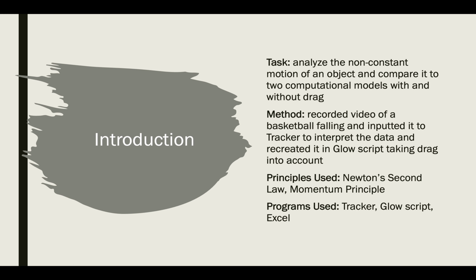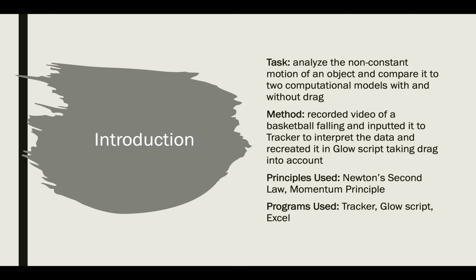I chose a basketball and went about the following task of analyzing the non-constant motion of an object and comparing it to two computational models with and without drag. In order to accomplish this, I first recorded a video of a basketball falling and then inputted this clip into Tracker. Tracker interpreted the data. Then I recreated this in GlowScript with and without drag as a factor.